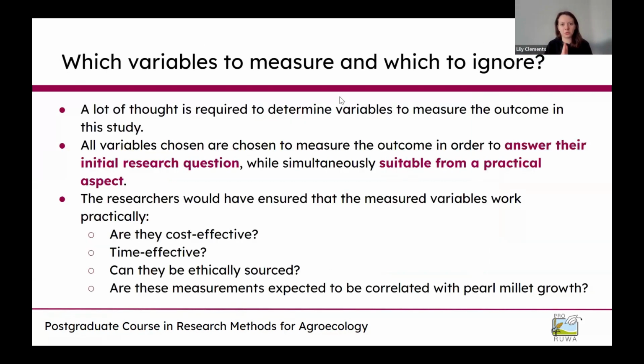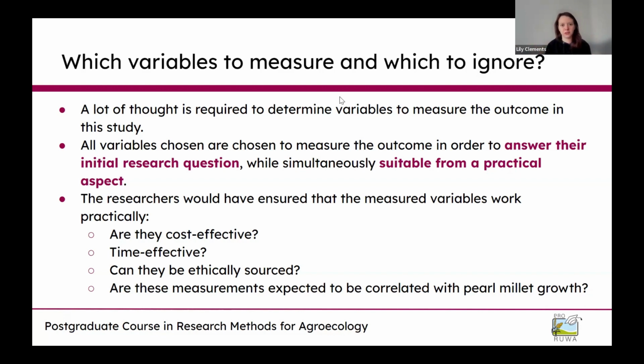So which variables should we measure and which should we ignore? And there's no middle ground here. When we're planning and when we're looking at data, we need to decide we either look at things or we don't. We either measure things or we ignore things. There's not a middle ground. This requires a lot of thought to determine the variables to measure the outcome in the study.